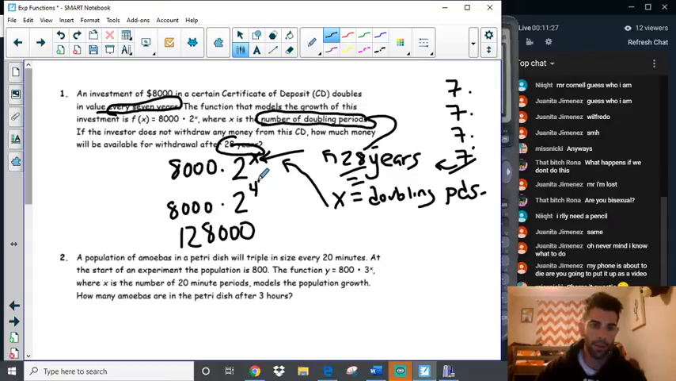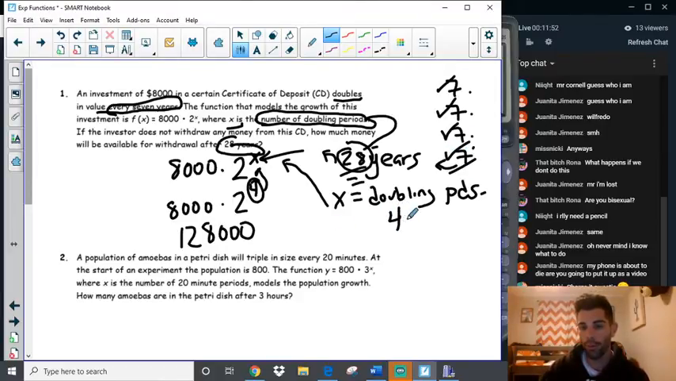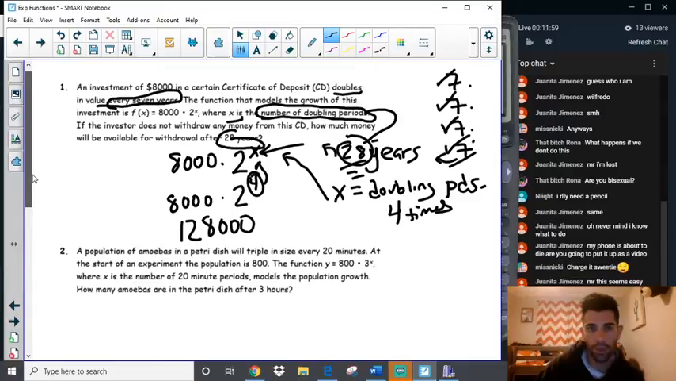So again, this 4 comes here, and now 28 represents years. The question said x is not years, but the number of doubling periods. And it says that the money doubles every 7 years. So 7, 14, 21, 28, your money doubled 4 times. And that's why the x is 4 and not 28 and not 7. Okay.